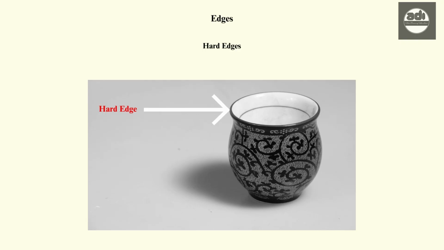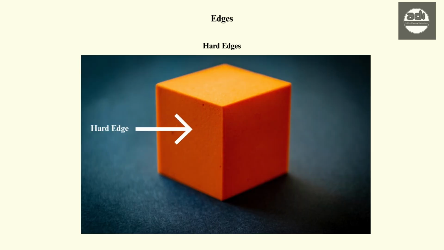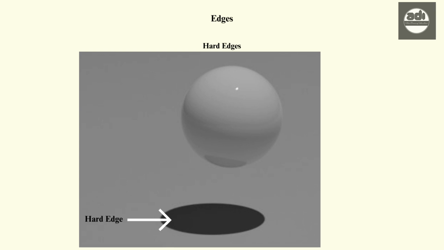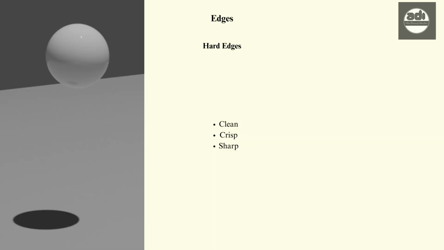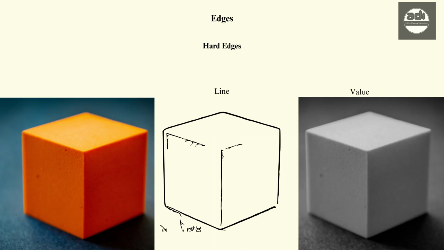Hard edges are visible on objects or subject matter we want to draw when an object ends, boundaries, there is a plane change, or on cast shadows. A hard edge is clean, crisp, and sharp. It can be represented by line or by a change in value.